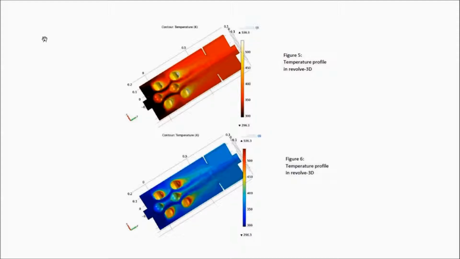Figures 5 and 6 show the temperature profile revolved in 3D. The dark region at the inlet indicates that the water of the heat exchanger is at low temperature, and as the water flows from inlet to outlet, the color changes to a lighter shade.